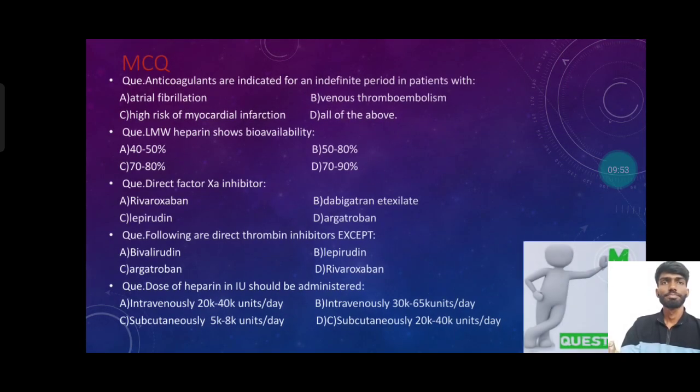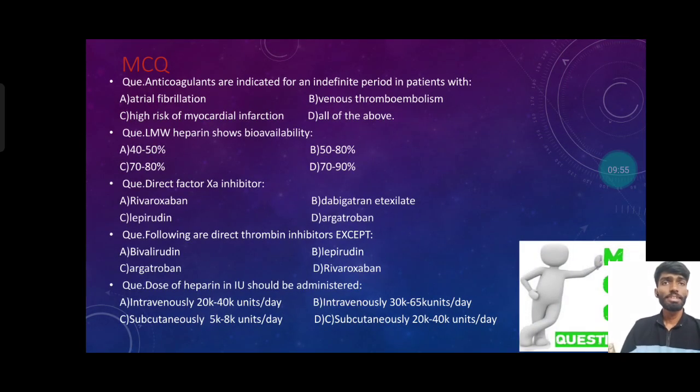Basically, these are the MCQs for you guys. Go through them. If you listen to the whole PPT carefully, you can solve these MCQs easily.